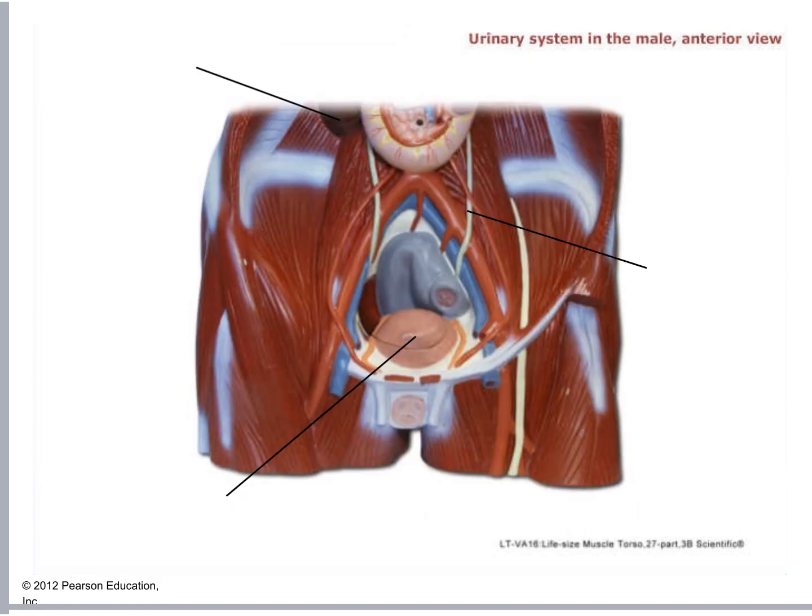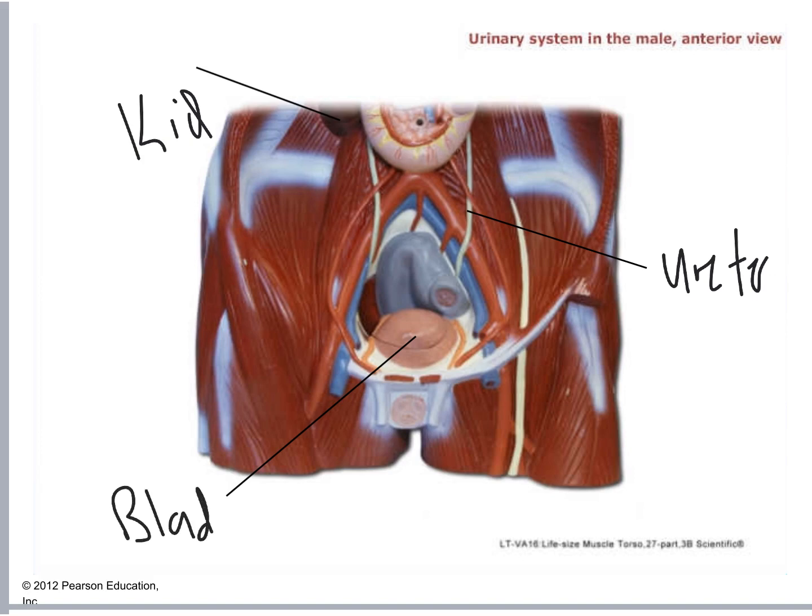All right, this slide is easy. It's pointing to the structures inside of the body, inside of the torso. The upper left, that is pointing to the kidney. It's pointing to the right kidney. And then the line on the right is pointing to the ureter. And then the last line is pointing to the temporary storage unit for urine, which is the bladder. So kidney, ureter, and bladder.